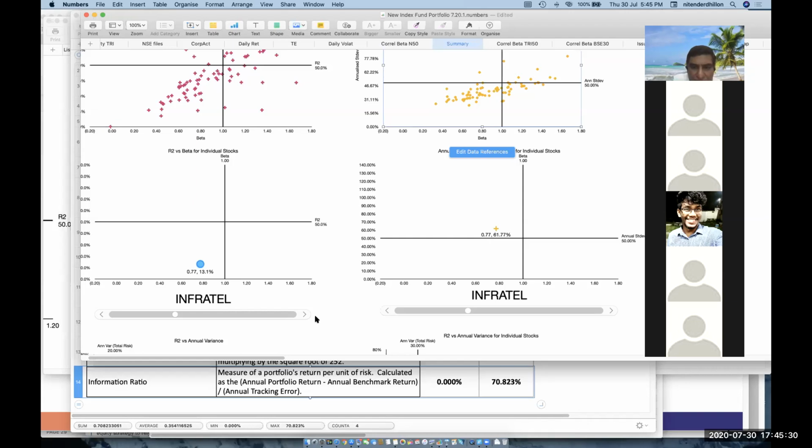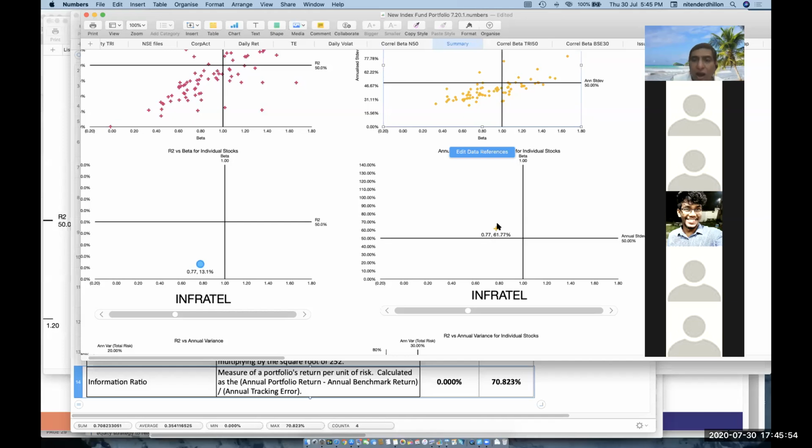Start with the total picture first. Let's see. Infratel का total risk कितना है? Quantify करो. Total risk in the whole portfolio is 0.77. नहीं ये beta है. Okay. Total risk, sir, total risk is 61.77. So 62% is the total risk of Infratel.